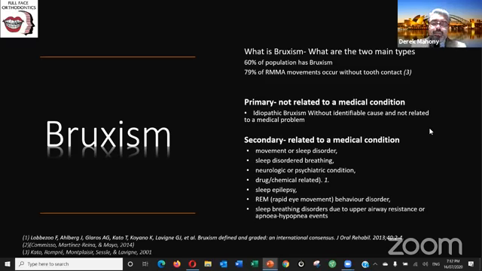Anyway, so let's talk about secondary bruxism related to a medical condition. And what we want to talk about is the big one, which is sleep disordered breathing. But you also have movement disorders. A common one in people is restless leg syndrome. But if you diagnose the correct condition, then you'd co-treat that.